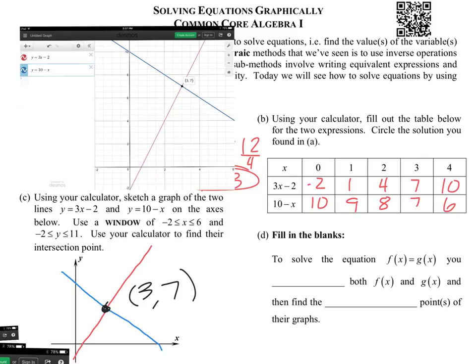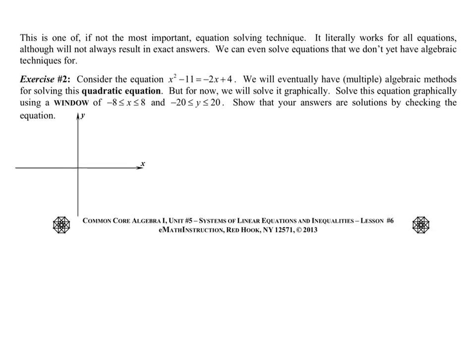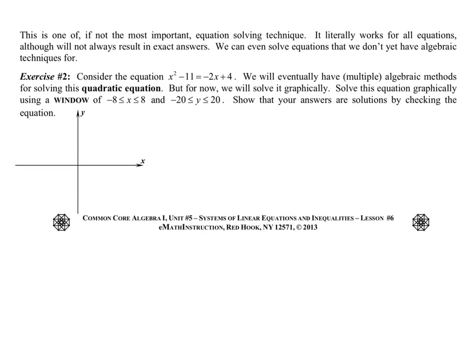So fill in the blanks. To solve the equation f of x equals g of x, you graph both f of x and g of x, and then find the intersection point or points of their graphs. So we're looking at the x values. This is one of, if not the most important equation solving technique. It literally works for all equations, although it will not always result in exact answers. We can even solve equations that don't yet have algebraic techniques for.